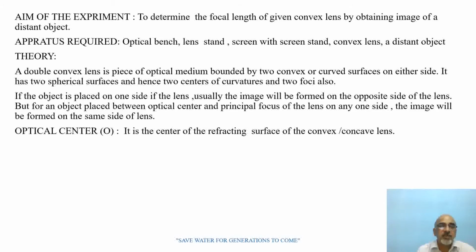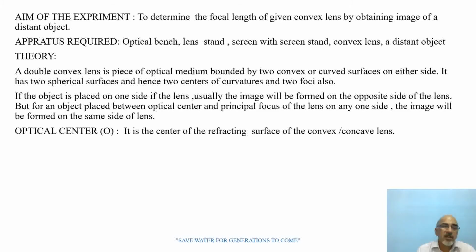You will see here in the experiment that the distant object which has been taken is a window of the physics lab. The material required here is an optical bench. Optical means light, so the optical bench. You will see what an optical bench is. A lens stand to hold the lens. A screen, which is a circular paper screen with a stand. The given convex lens and a distant object.